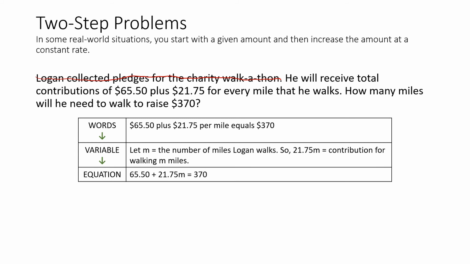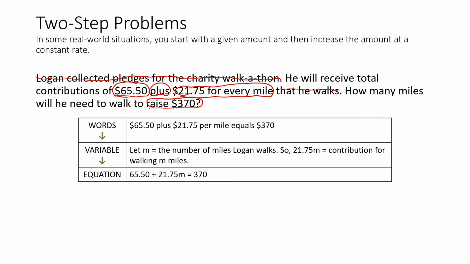He will receive total contributions of $65.50. Again, that's important information, but really all we need to know is that this is a fixed amount. This is a set amount. And here is a keyword, plus, that we're going to be doing some sort of operation. And then here is another key phrase, right? That he walks, we're not too worried about that. How many miles will he need to raise?